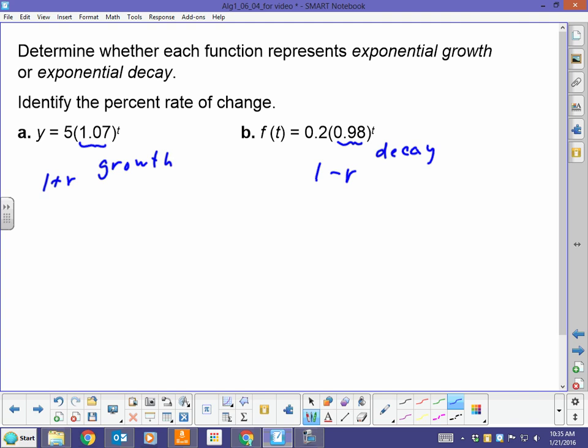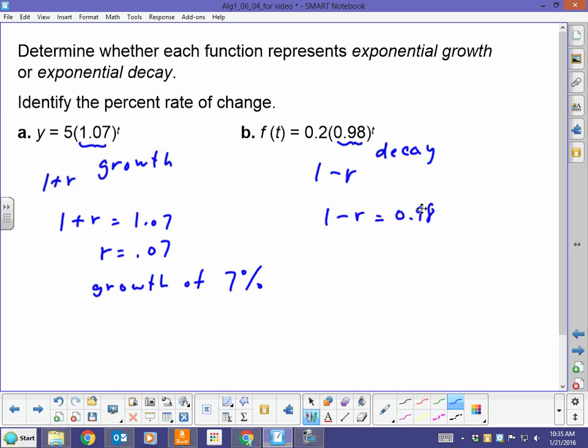And so we can see here that growth factor of 1 plus r, if I set it equal to 1.07, I know that r is equal to 0.07. So I have a growth rate or percent of change of 7%. Over here, if 1 minus r equals 0.98, I know that r is going to equal 0.02. And this is decay of 2%.